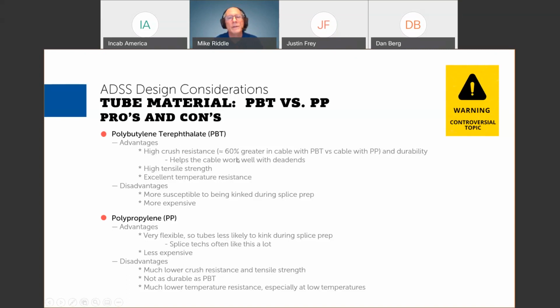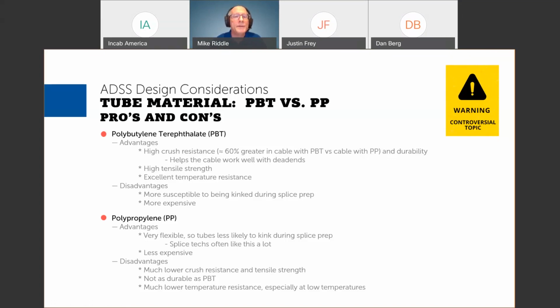In a cable, it's going to be about 60% greater than a cable that was made using polypropylene, which I can say a lot easier. Polypropylene, or PP, is what I call it here. So high crush resistance and durability, and these properties make sure that your cable works well with dead ends. So the hardware supplier won't have a hard time holding that cable up in the air. Why? Because the cable is more sturdy or stout. You really grip onto it well.